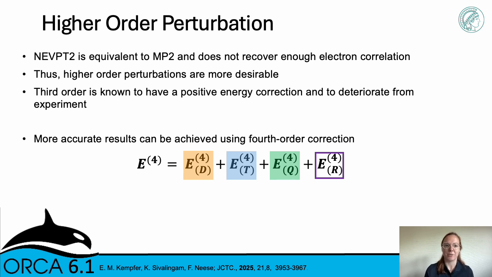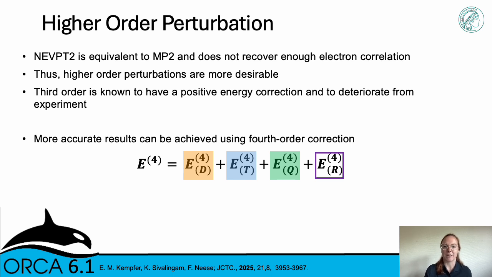So NEVPT2 is actually equivalent to MP2 and really does not recover enough electron correlation. So higher order perturbations really are more desirable. However, it is known that third order perturbation can have a positive energy correction and deteriorate from experiment. So more accurate results can be achieved using a fourth order correction.